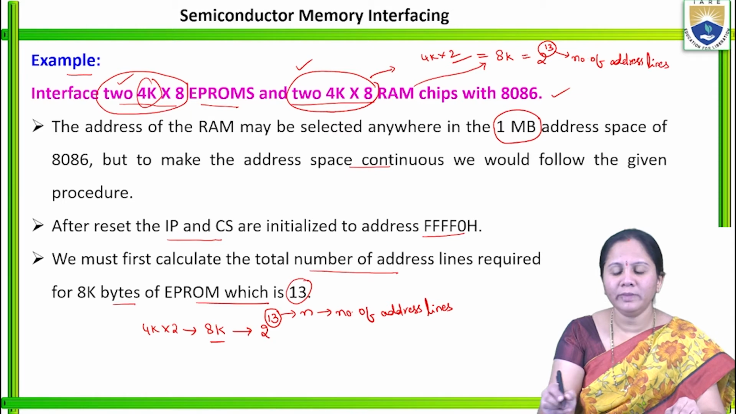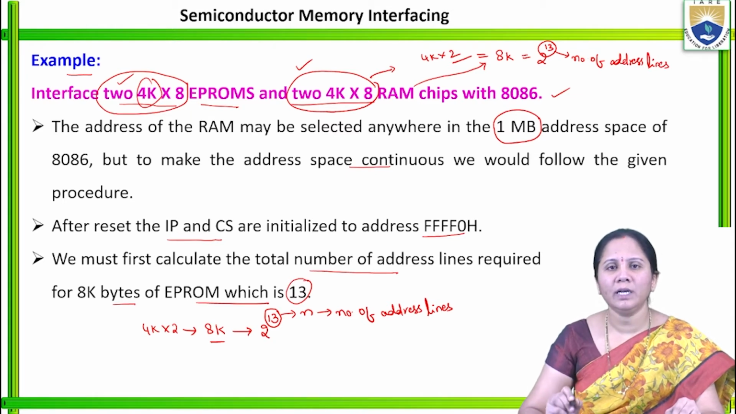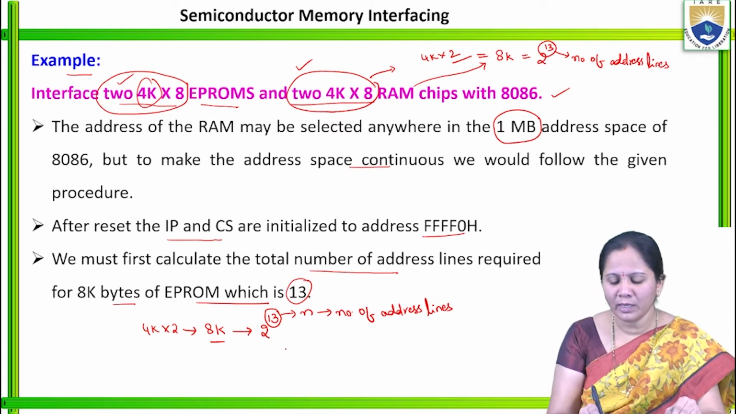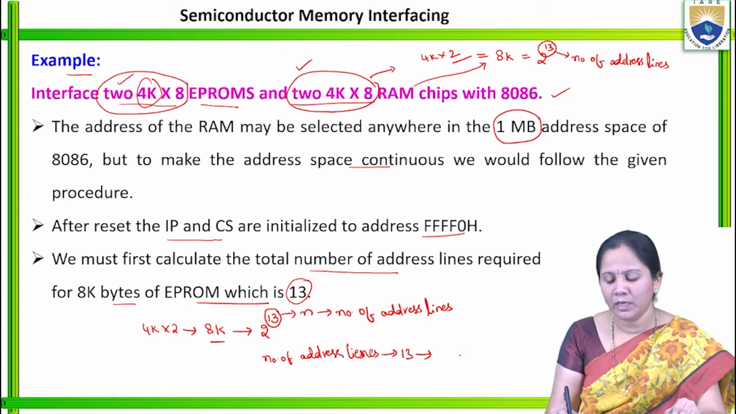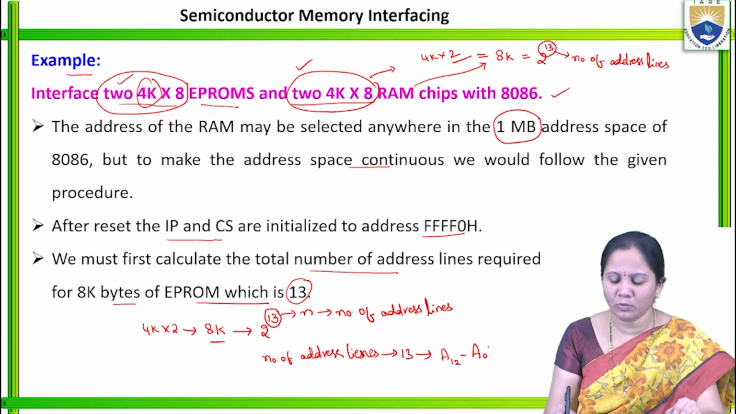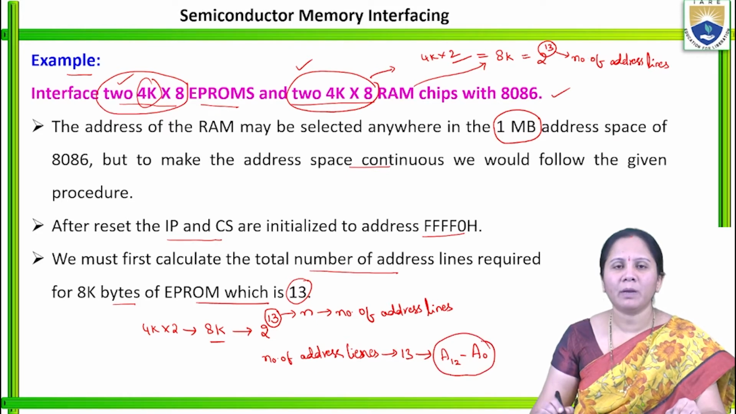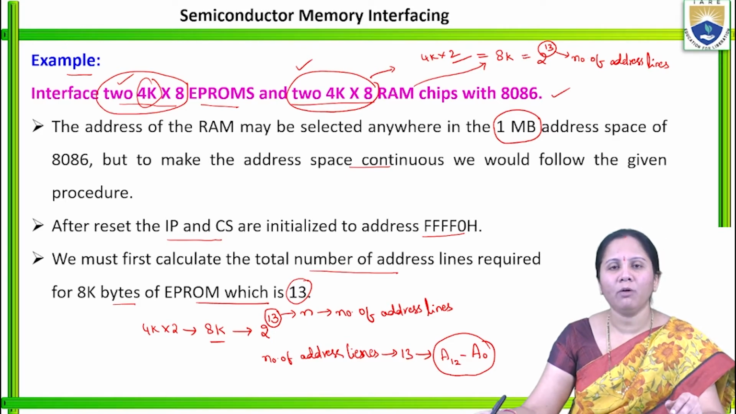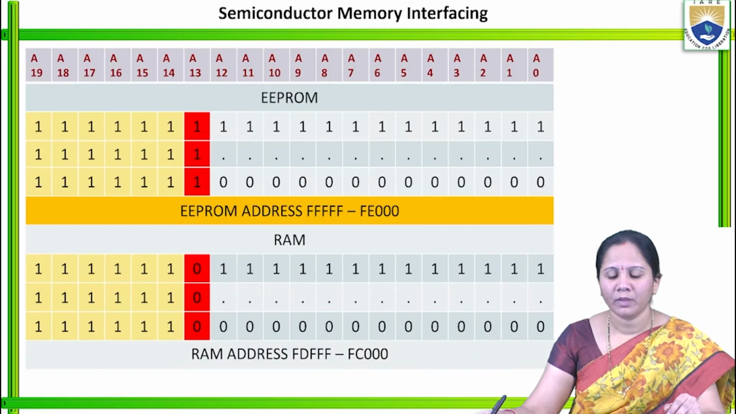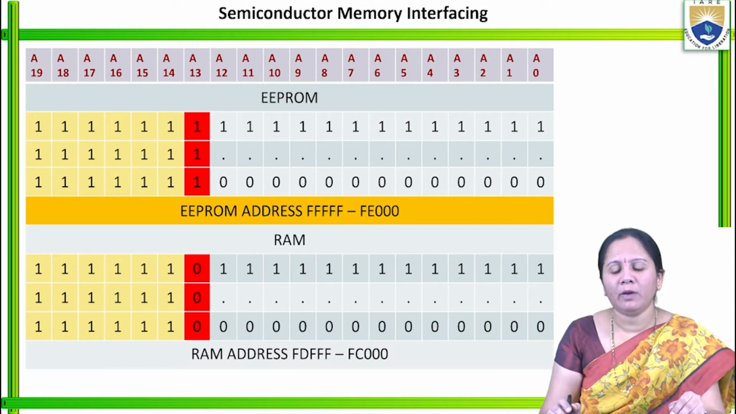Okay, so in both the cases we have concluded that the number of address lines required are 13. In order to indicate this, it will be from A0 to A12. So we have to use the address lines to do memory mapping only from A0 to A12 in both ROM and RAM. Now, this is the table we have to consider.